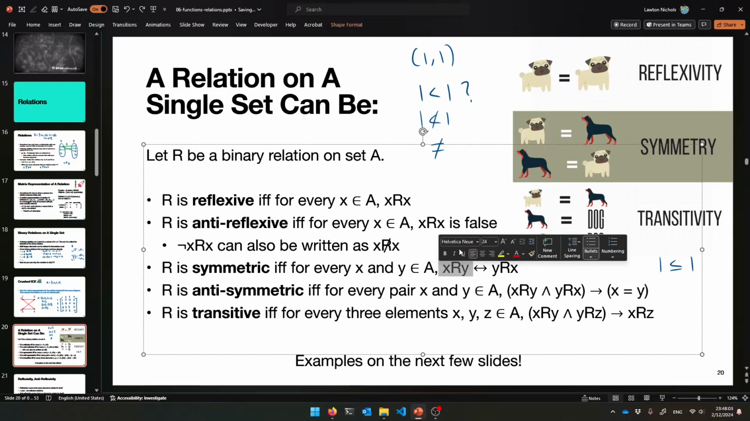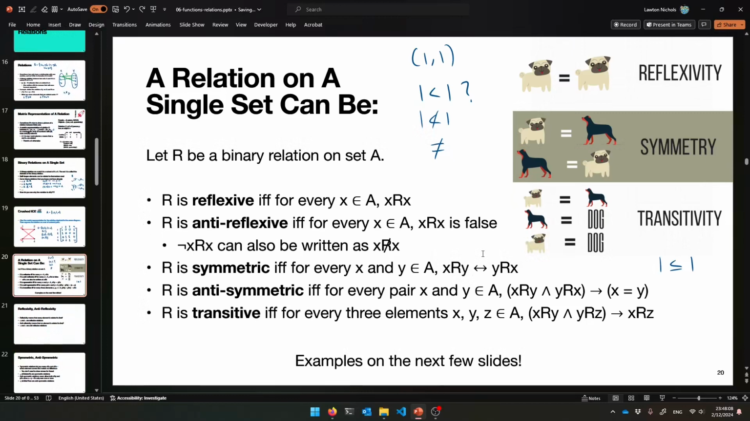Okay, so yeah, I'll give you some more examples on the next slides, but that's what it means to be symmetric. Let's just wait for the examples for now.